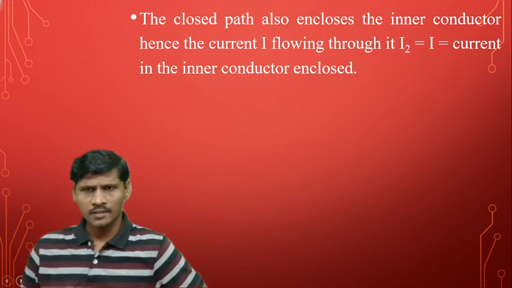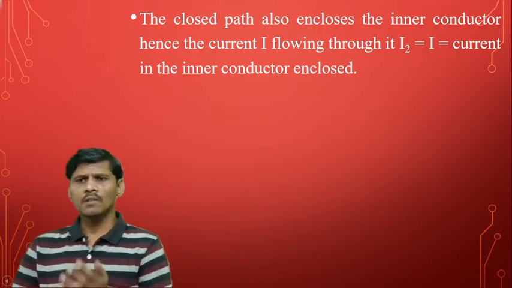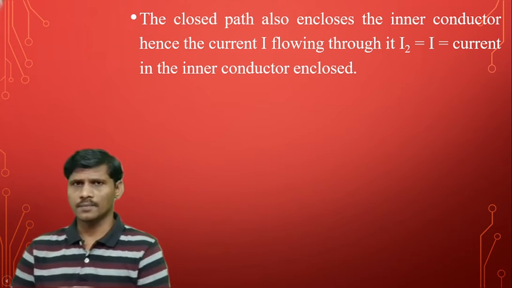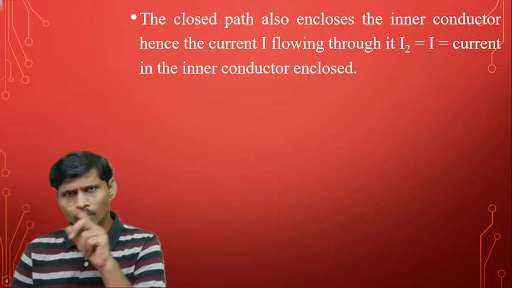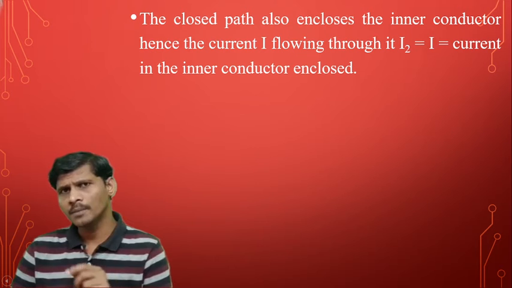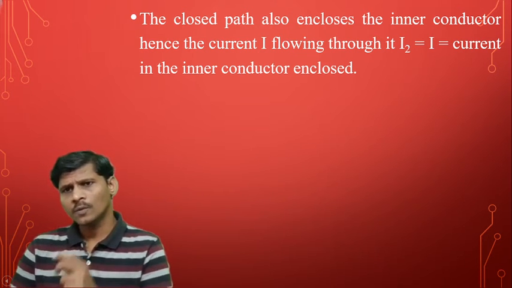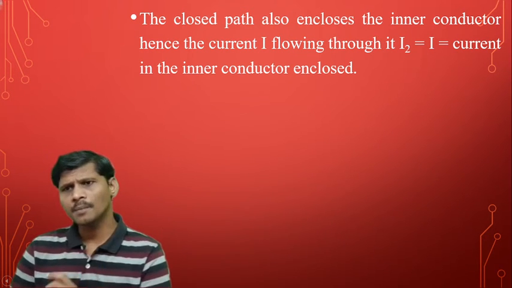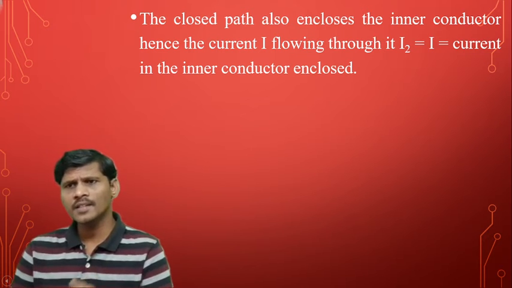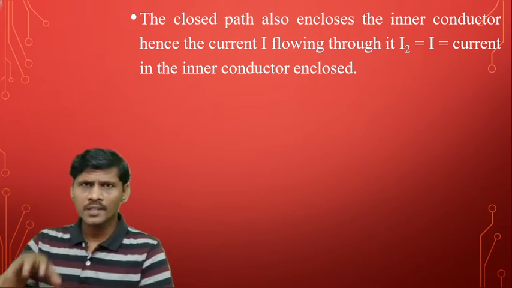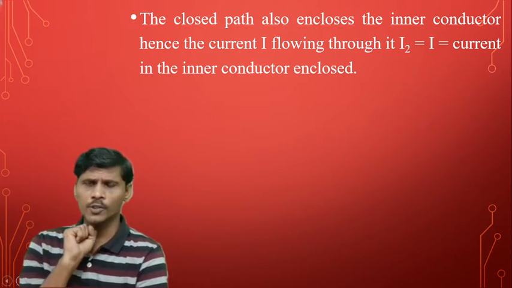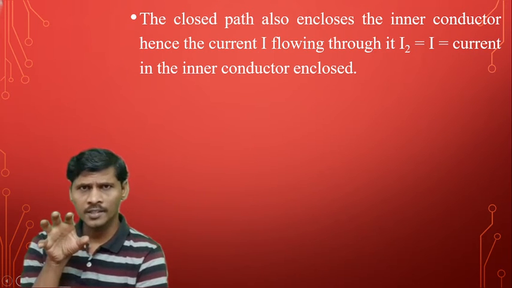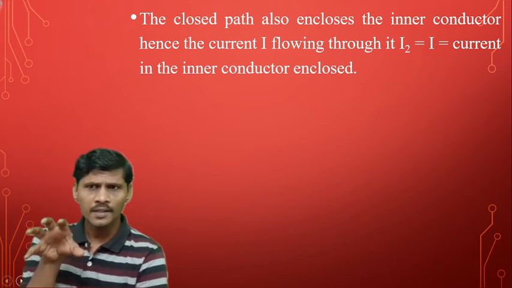Next, calculate the other current. The closed path also encloses the inner conductor. Here the Ampere path is considered between b and c, and that path also encloses the inner conductor, which carries plus I current. The current I is uniformly distributed in the inner conductor.